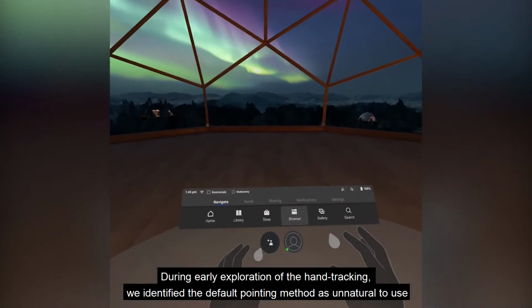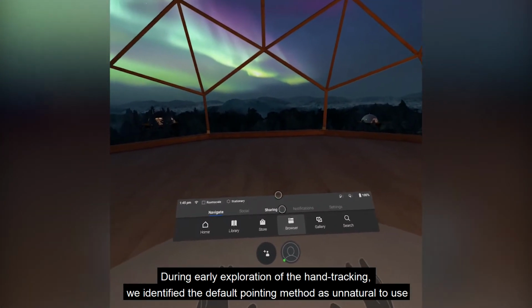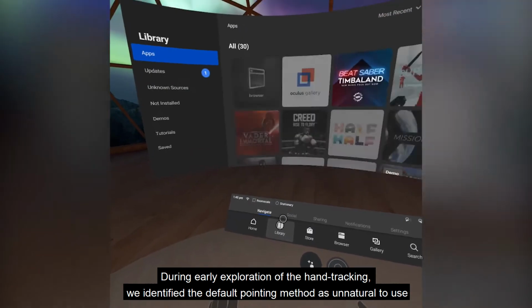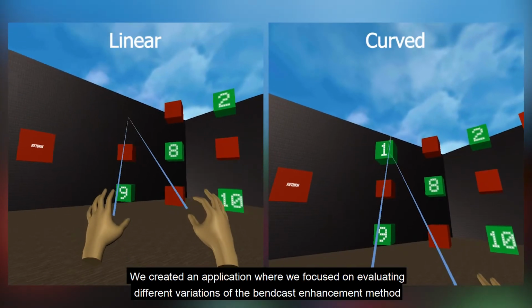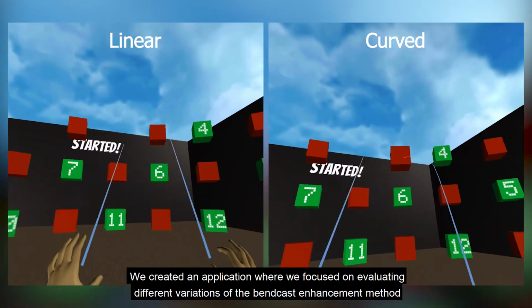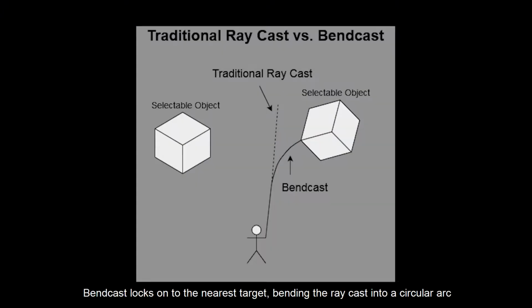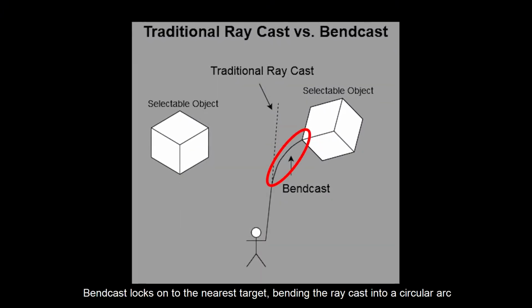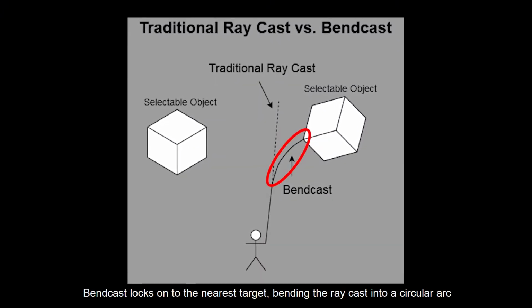During early exploration of the hand tracking, we identified the default pointing method as unnatural to use. We created an application where we focused on evaluating different variations of the bendcast enhancement method. Bendcast locks onto the nearest target, bending the raycast into a circular arc.